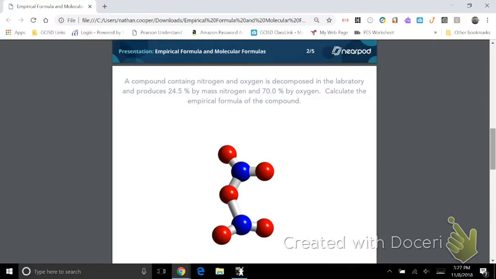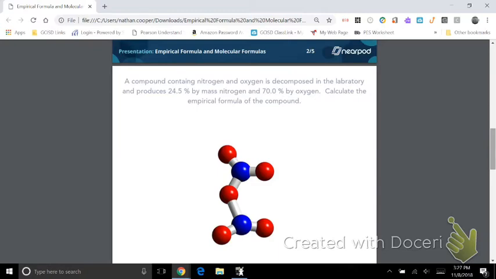Turning the page. This one, again, if you don't have a calculator, get you a calculator. Practice the buttons. This is on your unit test. You need to know how to do an empirical formula from data.